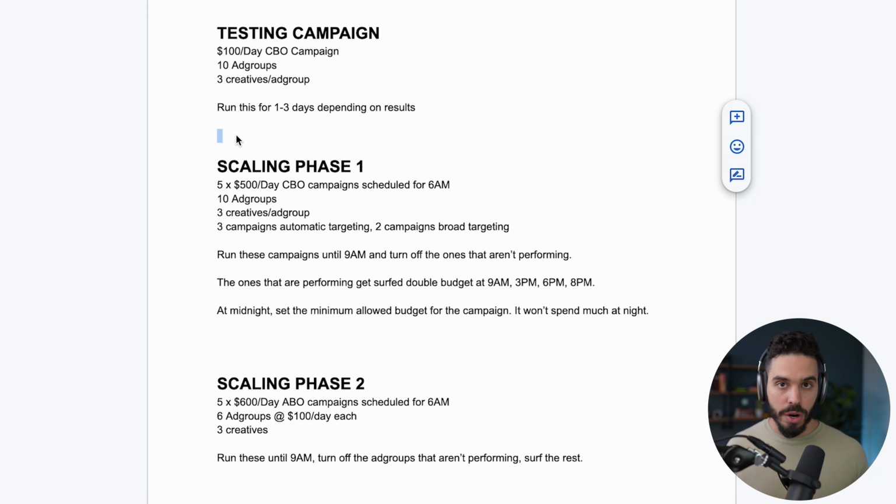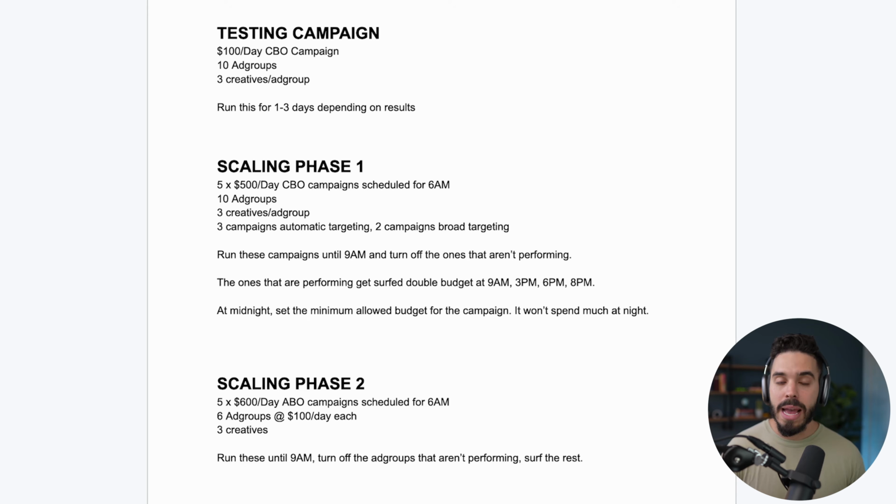Now, if the product is working, which means that it's generating a profit, or maybe it's breaking even slightly, and you want to scale it a little bit to see if this is going to make you some actual money or not, then we go on to scaling phase one. So in this phase one, what I like to do is start $500 a day CBO campaigns, right? So campaign-based optimization. This is when the budget's controlled at the campaign level, scheduled for 6 a.m. the next morning. Each campaign is going to have 10 ad groups, and you're going to have the 3 creatives per ad group. And what we do here is that we split them. So we do 3 campaigns automatic targeting and 2 campaigns broad targeting.